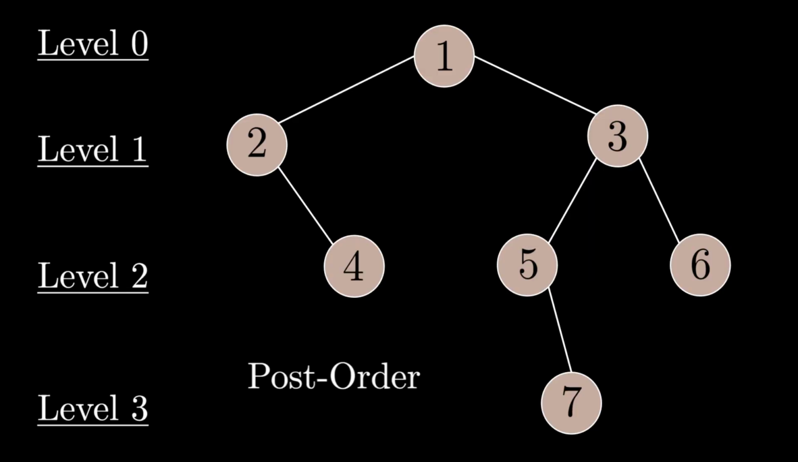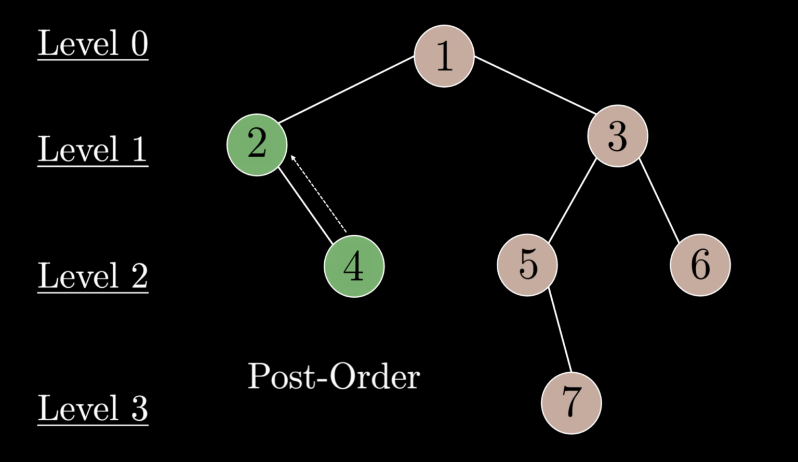Starting at the root, node 1, we move to its left child, node 2, and from there we try to go left, but there's nothing there, so we go to the right child, node 4, and node 4 has no children, so we visit this node. Then we return to node 2 and visit that node as well.